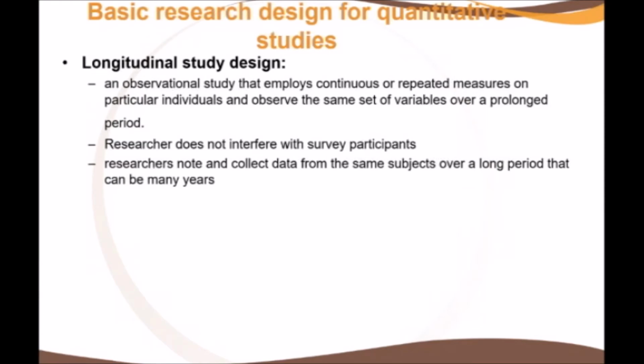Also, like cross-sectional study, you don't interfere with the survey participants. You just go collect information on the different variables. I've indicated the last point I mentioned. The researcher collects data from the same subjects over a long period of time, and that can be many, many years. So that is done in studies where they look at chronic conditions that take probably long to manifest.